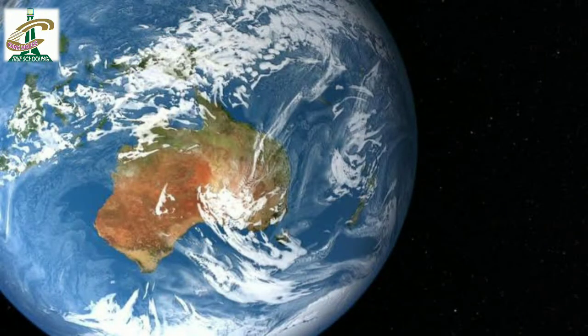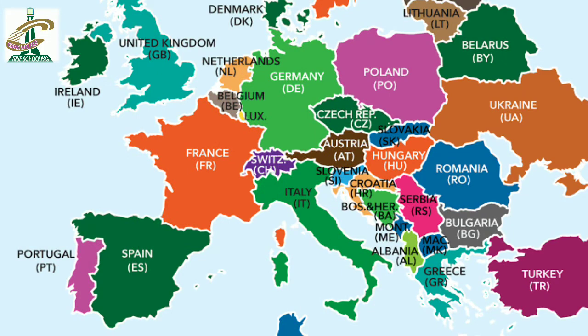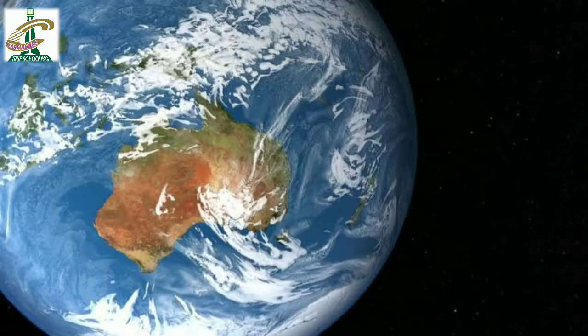On number 6, there is Europe. It is the sixth largest continent. The continent of Asia lies in its east, in its west, the Atlantic Ocean, in the north, the Northern Ocean, and in the south, the Mediterranean Sea.